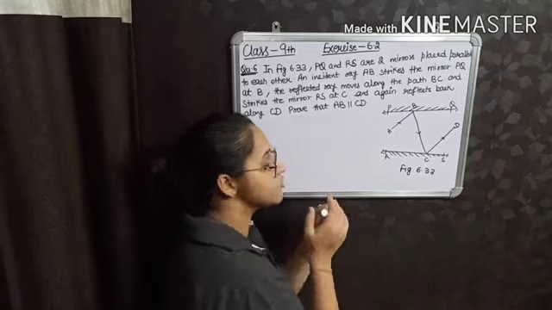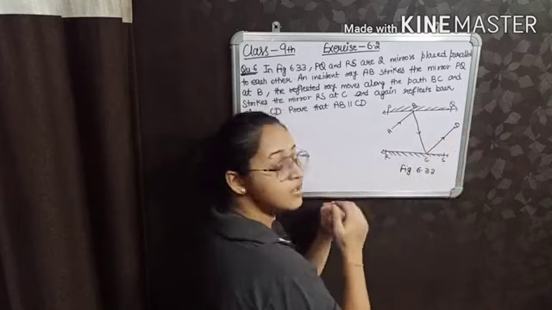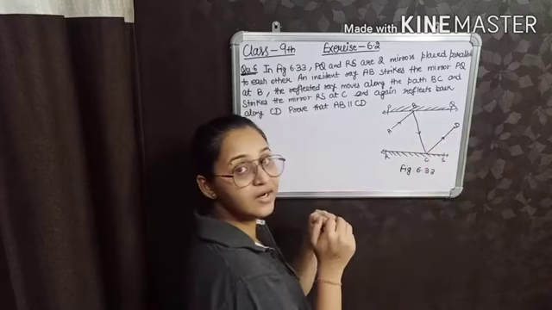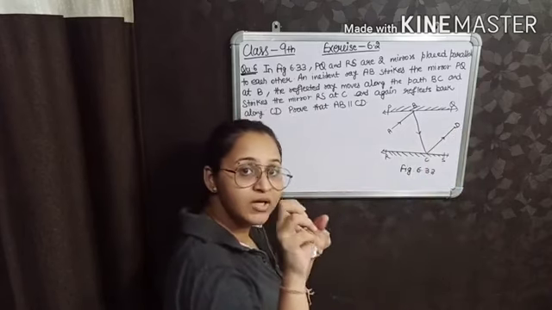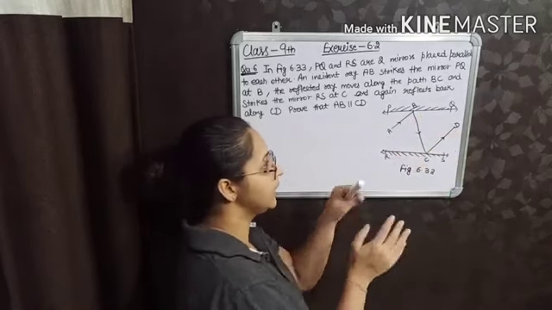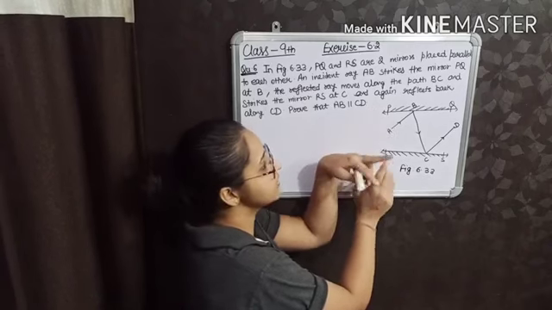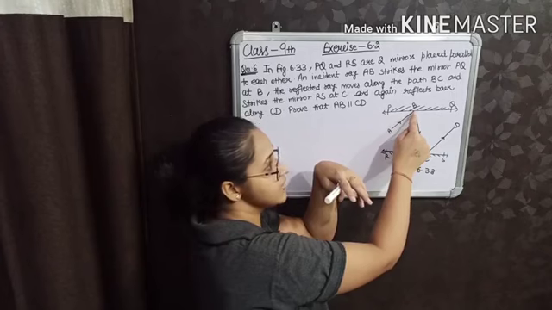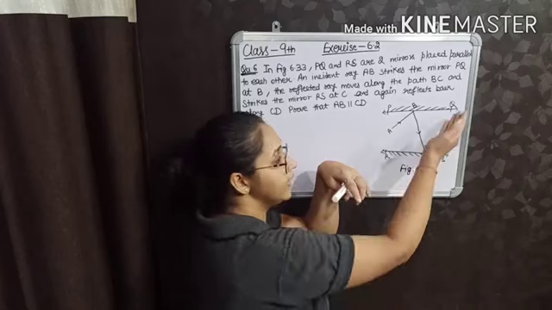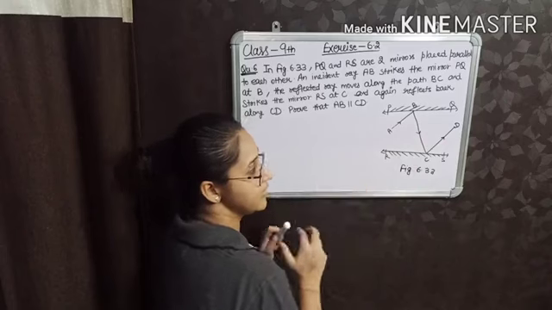Now prove that AB is parallel to CD. AB is the incident ray and CD is the reflected ray, and the task is to prove that AB is parallel to CD. I am explaining again. These are two parallel mirrors, such that when one ray is incident on this mirror, it reflects back along the path BC, and then again it reflects back along the path CD. We have to prove these two rays are parallel.